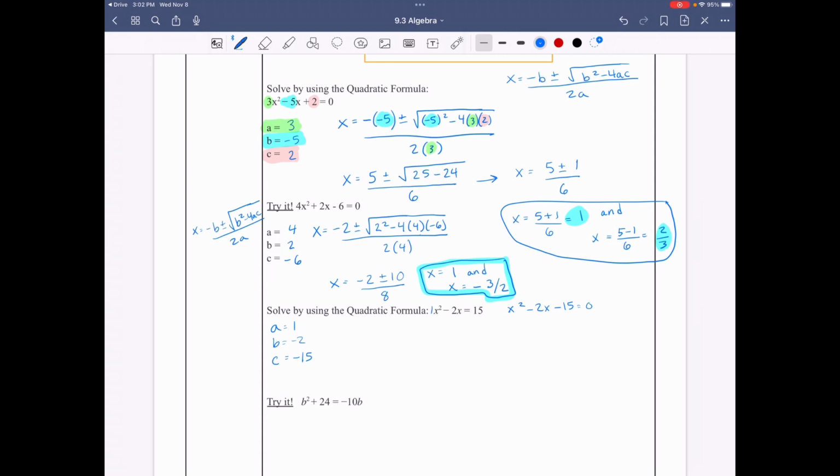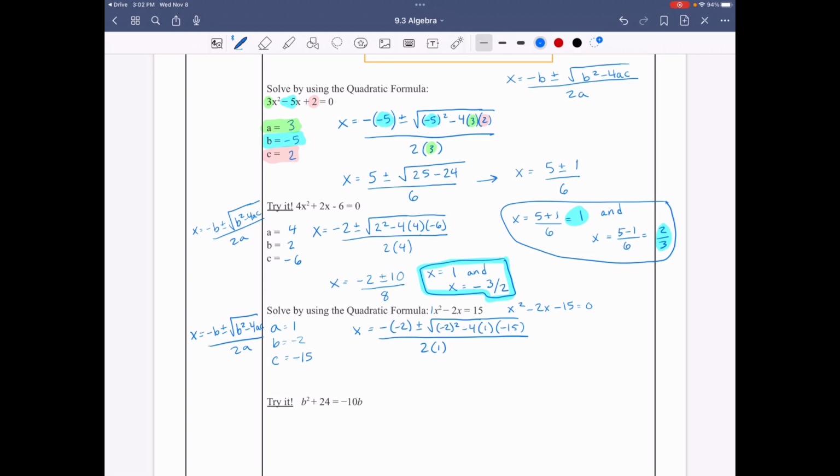From here, remember our quadratic formula, so practice it. X equals negative b plus or minus square root b squared minus 4ac all over 2a. And then we're going to plug into there. So x equals negative b, which is negative 2, plus or minus the square root b squared, so negative 2 squared, minus 4a, which is 1, c is negative 15, all over 2a, which is 2 times 1.